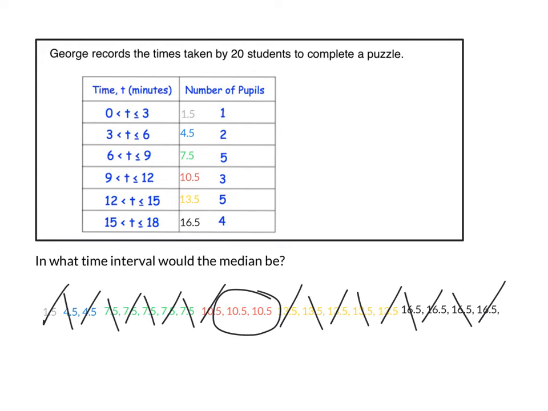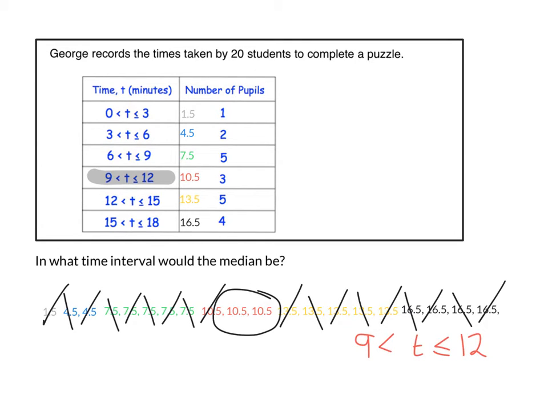And it leaves us 10.5. So I'm looking at the interval 10.5, which is actually this interval here. So it's between 9 and 12. So I know that's my answer: 9 and 12. Now let's look at what we could have done instead of writing that list out.